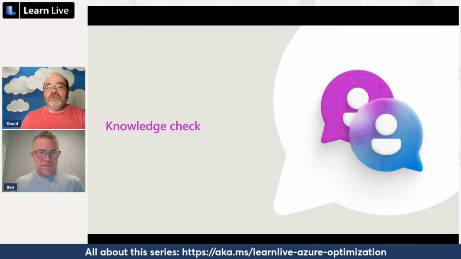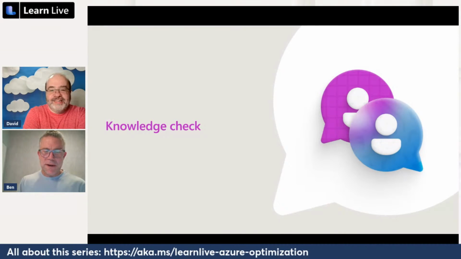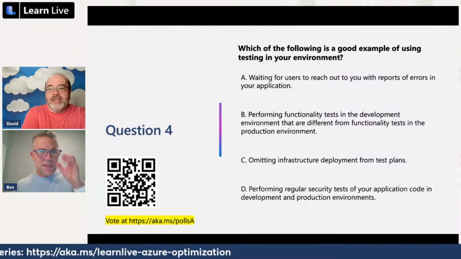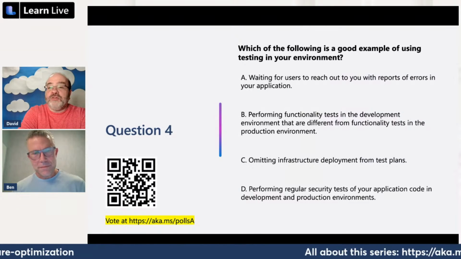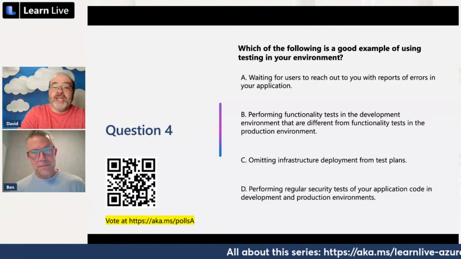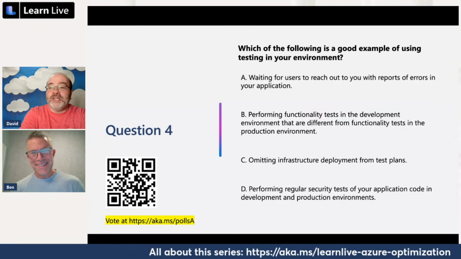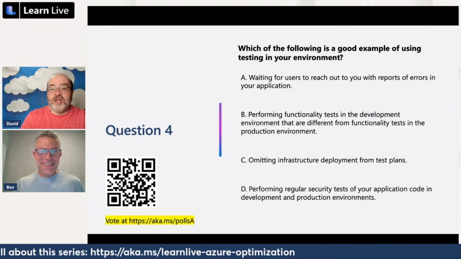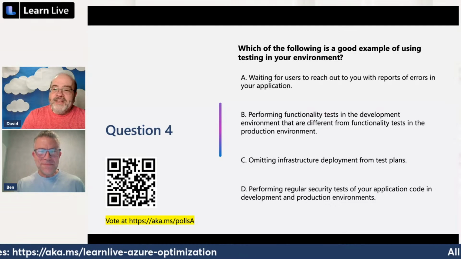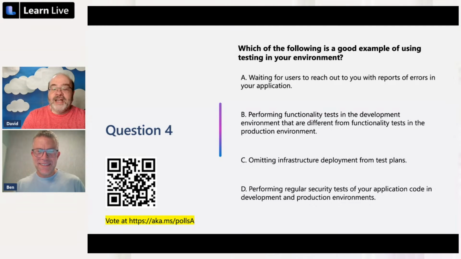Okay, let's do a knowledge check. This is for operational excellence. Which of the following is a good example of testing in your environment? A, waiting for users to reach out to you with reports of errors in your application. B, performing functionality tests in the development environment that are different from functionality tests in the production environment. C, omitting infrastructure deployment from test plans. Anything with omitting is going to be really good. Or D, performing regular security tests of your application code and development in production environments.